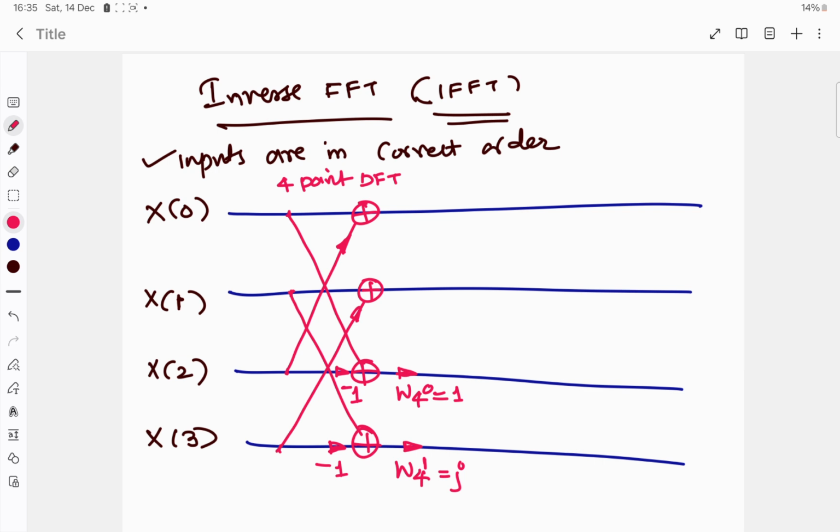The first is the 4-point FFT. There is also a difference in the coefficients. For the lower two, x2 and x3, the coefficients are minus 1, and you have to introduce the coefficients w0 and w4 to the power 1 at the output of the node. So this is one of the important points to remember. We have to ensure that these coefficients are outside the node.